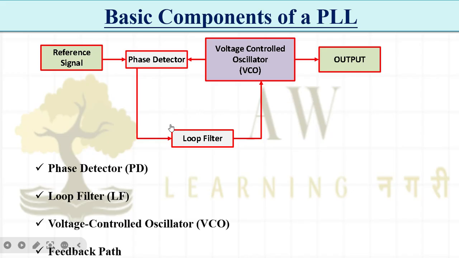So I have talked about the different components: the phase detector, the loop filter, which is generally a low pass filter because I don't want high frequency noise in my system, then the voltage control oscillator, VCO, and the feedback path. Now, what is a phase detector? The phase detector is basically a comparator, because I have my reference input signal and another signal from the voltage control oscillator, so I need something to compare them.